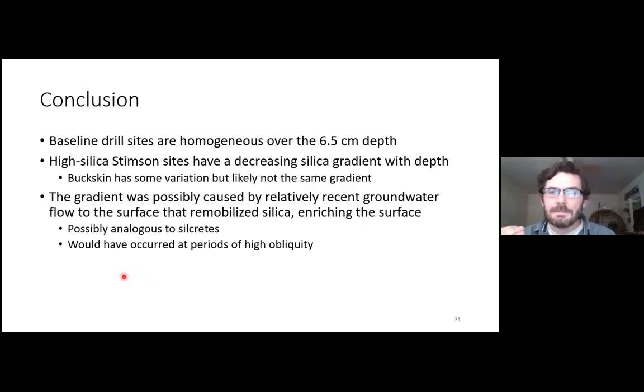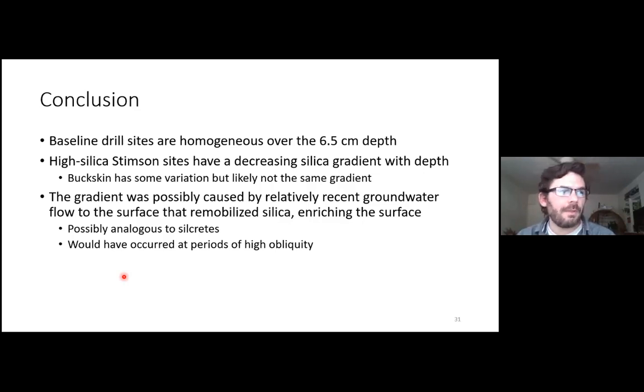First, these baseline drill sites, everything that's not the high silica Stimson and Buckskin, are basically geochemically homogeneous down the whole 6.5 centimeter depth, barring some variation in the distribution of these calcium sulfate veins. The high silica Stimson sites likely have a decreasing silica gradient with depth. Buckskin does not have this. Buckskin has variation, but not the same gradient. I'm not exactly positive why. We don't have as many points on there as I would hope.